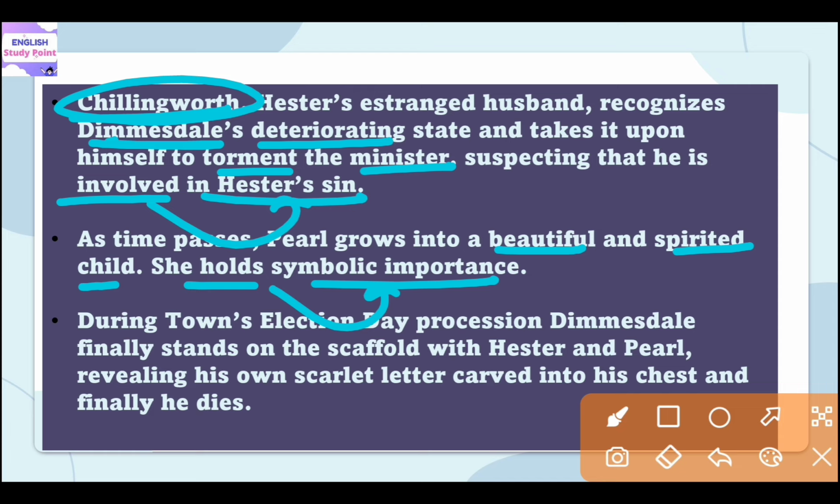During the town's election day procession, Dimmesdale finally stands on the scaffold with Hester and Pearl, revealing his own scarlet letter carved into his chest, and finally he dies. We get to know that he dies shortly after freeing himself from the guilt and shame that have consumed him for so long. Chillingworth, after this, loses his life's purpose and he too dies shortly after Dimmesdale's revelation.